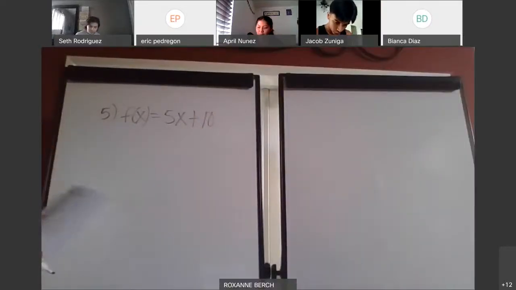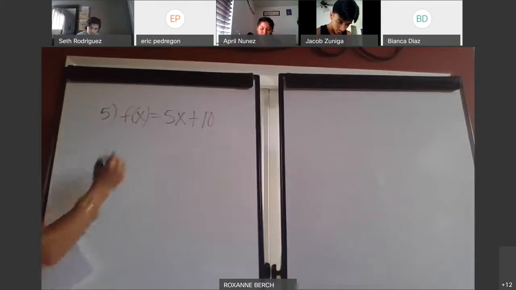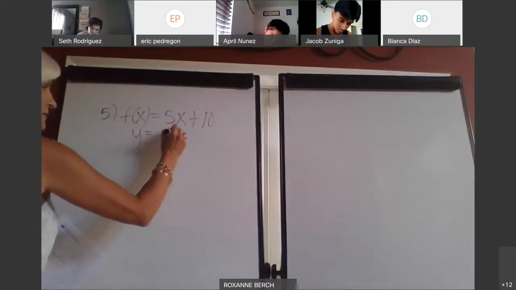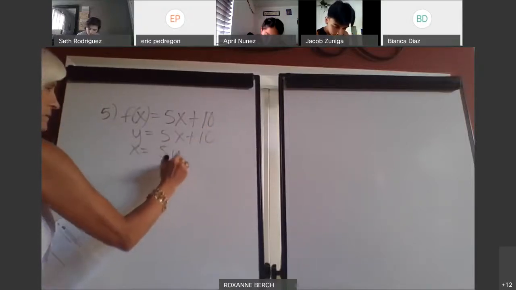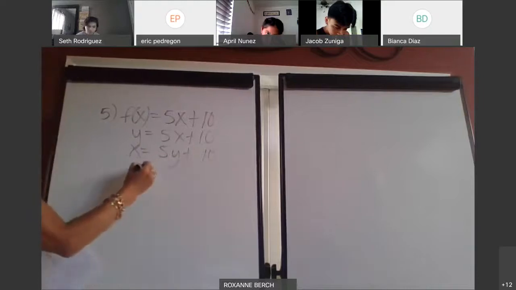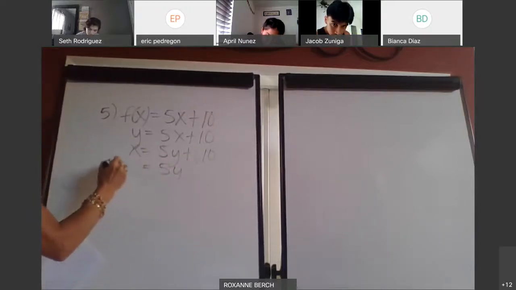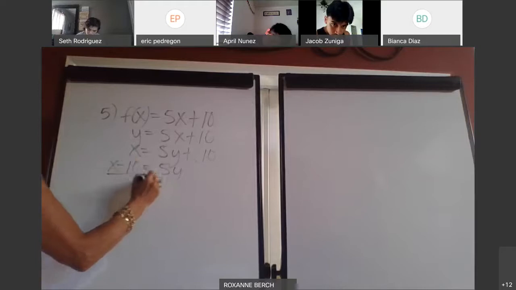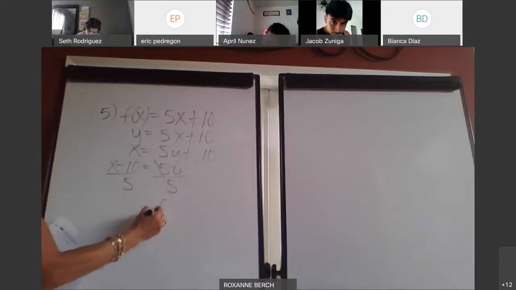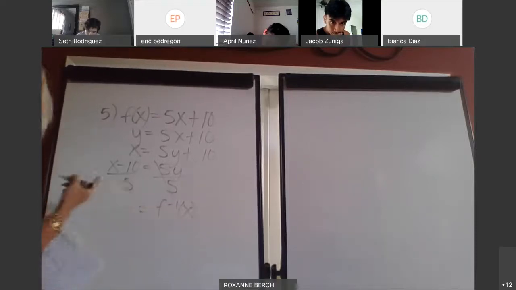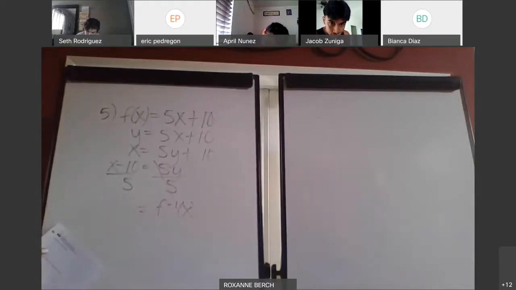Okay, this says find the inverse. So let's find the inverse first. You change f of x to y. You switch x and y. You solve for y, so subtract 10, and then you divide by 5. Now this is simplified, ladies and gentlemen. Don't go changing intercept form. This is a perfectly good answer, and it is simplified.